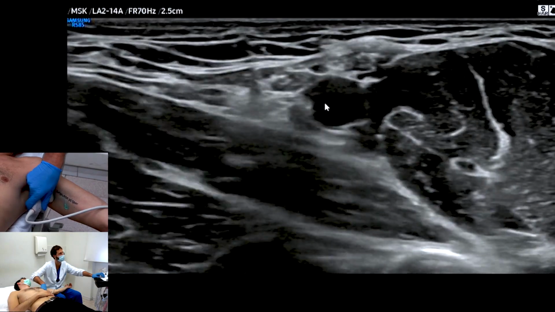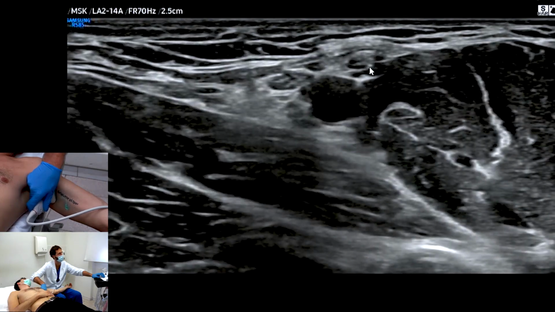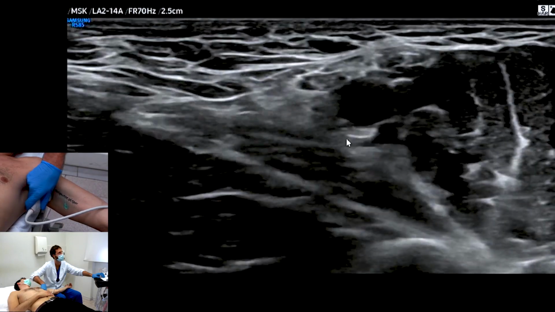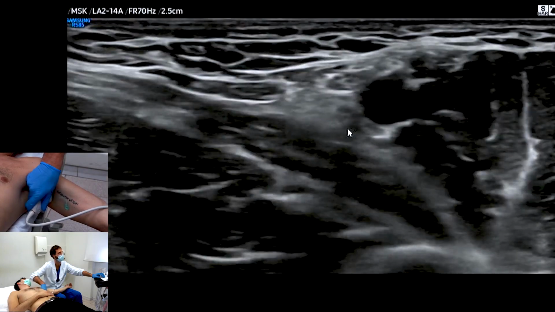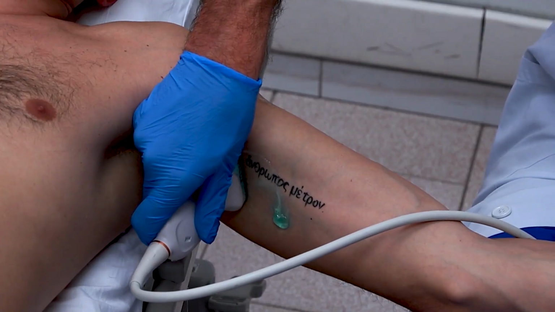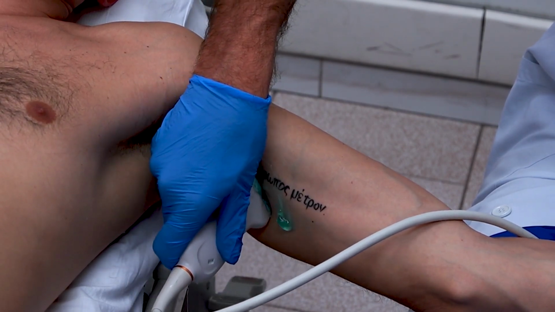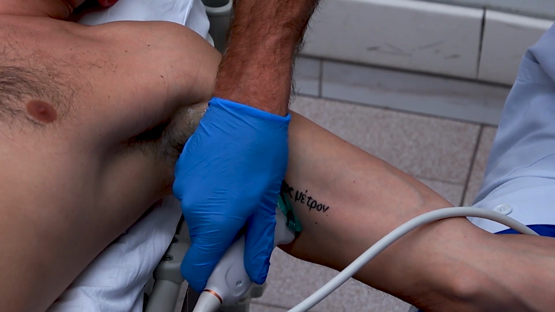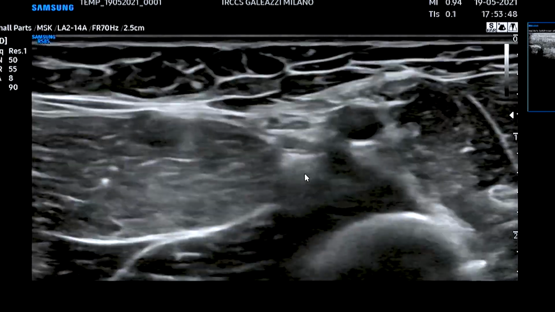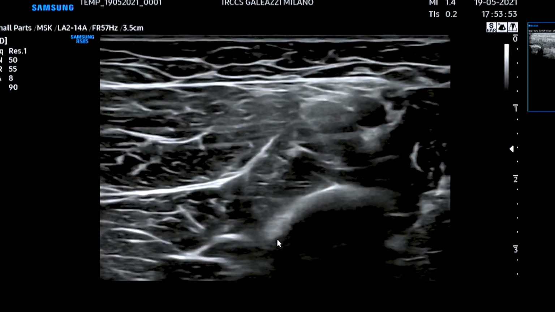At this level, we can recognize the three nerves, which are the median nerve, the ulnar nerve, and the radial nerve. The radial nerve is located deep to the brachial artery and tends to exit the brachial plexus, moving deeper, as you can see in this image, where the radial nerve travels to the posterior compartment of the upper arm.